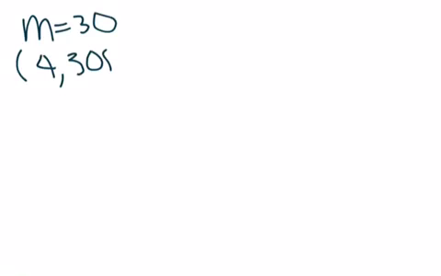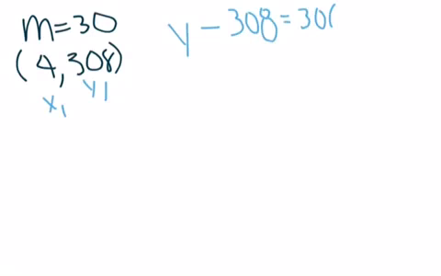So let's say your slope is 30, and your point that's given to you is 4 and 308. This is from the very first example in your textbook. Let's set up this equation. So we'll do y minus, this is your y1, this is your x1, this is your slope for m. So that is going to be y minus 308 equals slope, which is going to be 30, times x minus x1, which is 4.